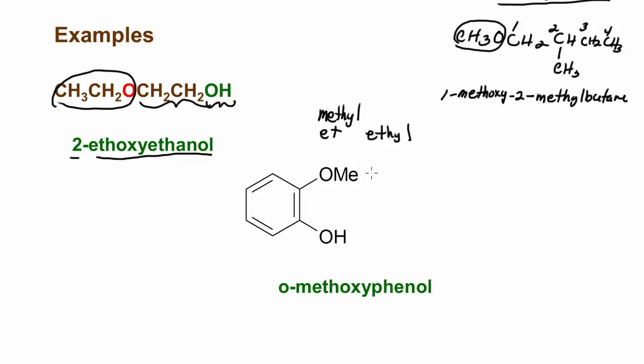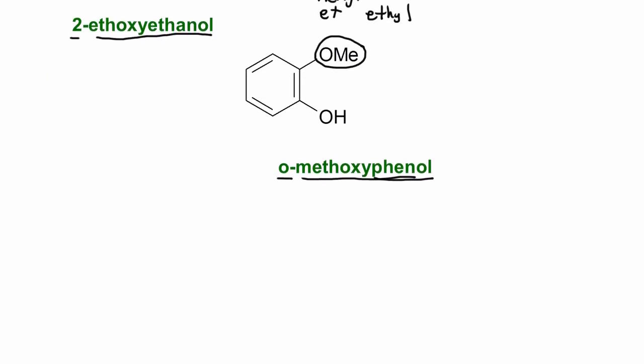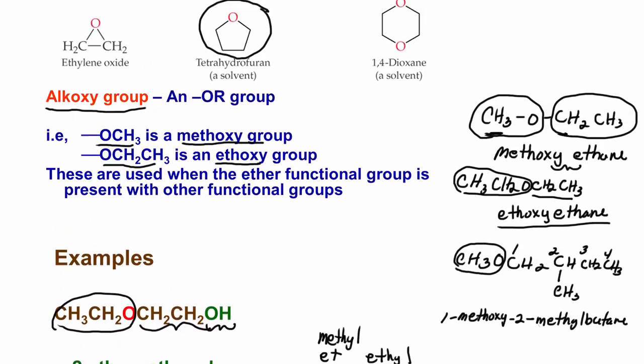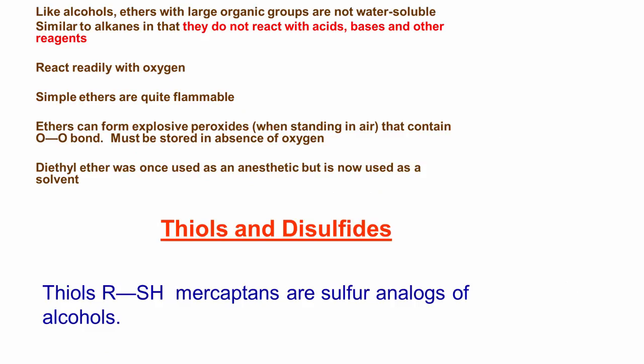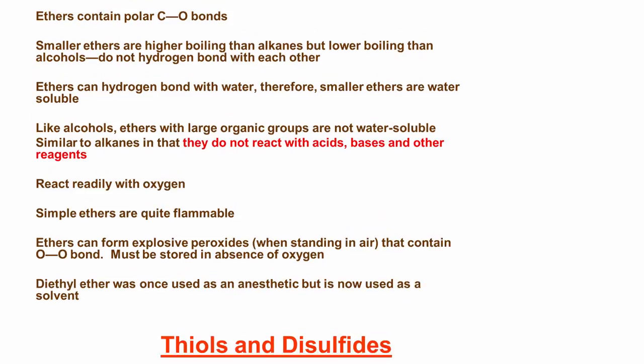So here, what we have is a methoxy group, okay? And this is a benzene ring with an OH, so it is a phenol. And we have a methoxy group, which is ortho to the OH group. So this would be ortho methoxy phenol. So just practice naming these and you should be fine. Again, I do want you to know how to name them both using a common system and the IUPAC system.